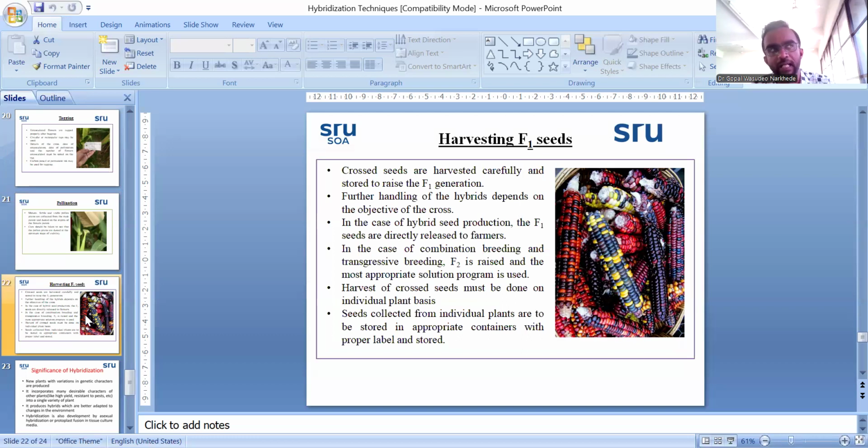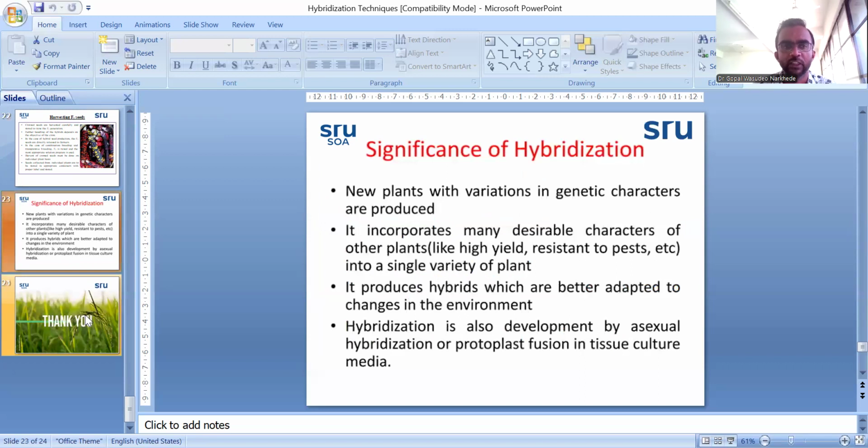Cross seeds are harvested carefully and stored to raise the next F1 generation. In case of combination breeding and transgressive breeding, you have to raise the F2 population and undertake an appropriate selection program. The seeds you have harvested, you have to store in appropriate containers with a proper label. So what is the significance of this hybridization?